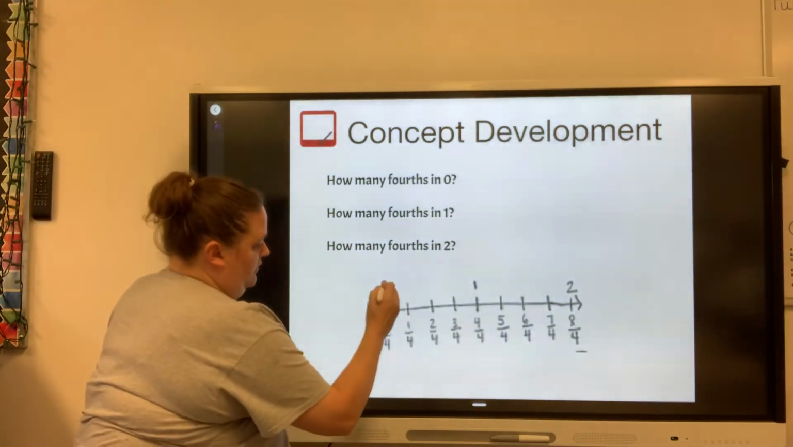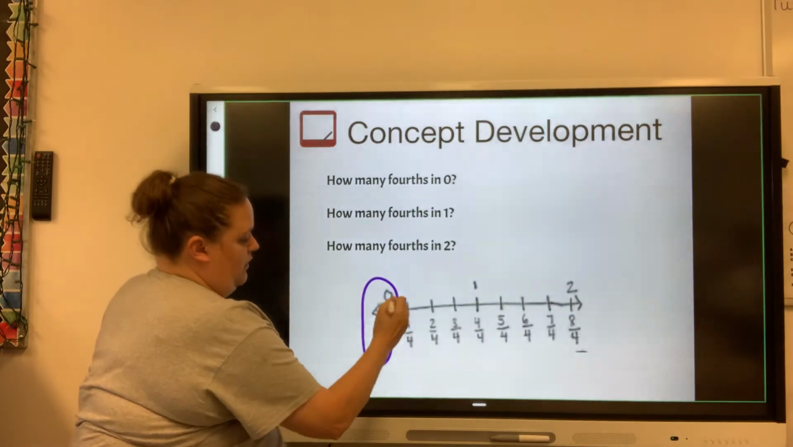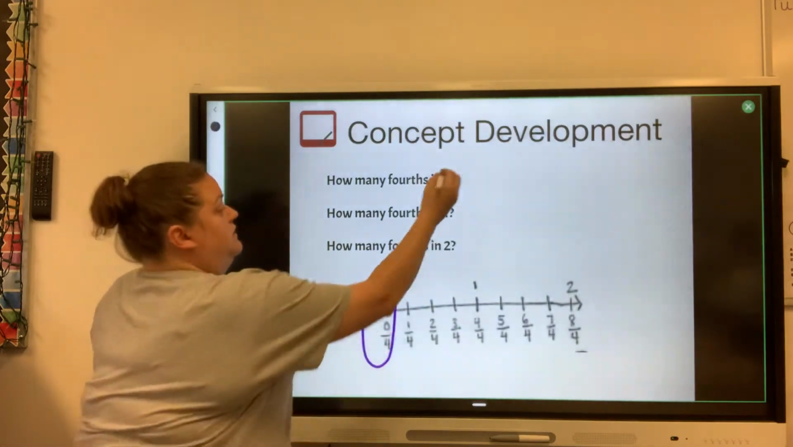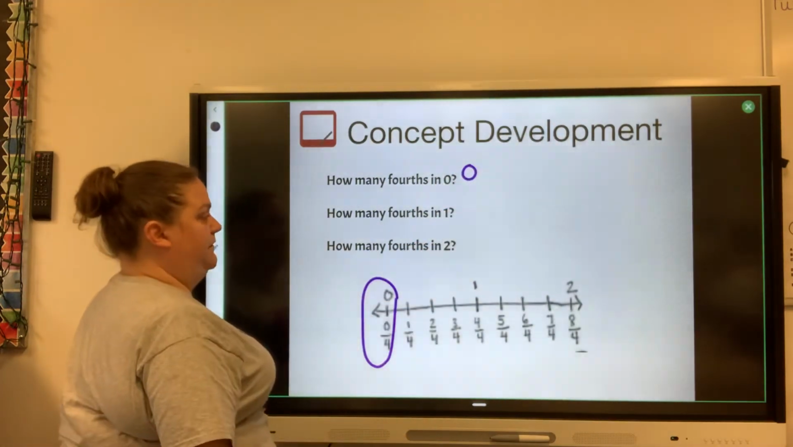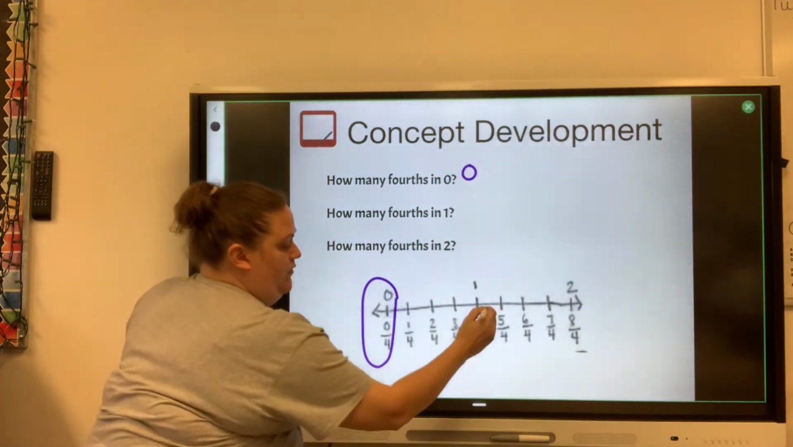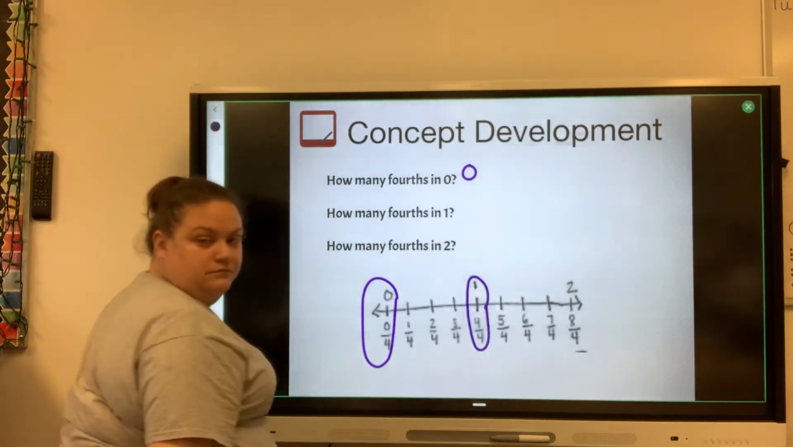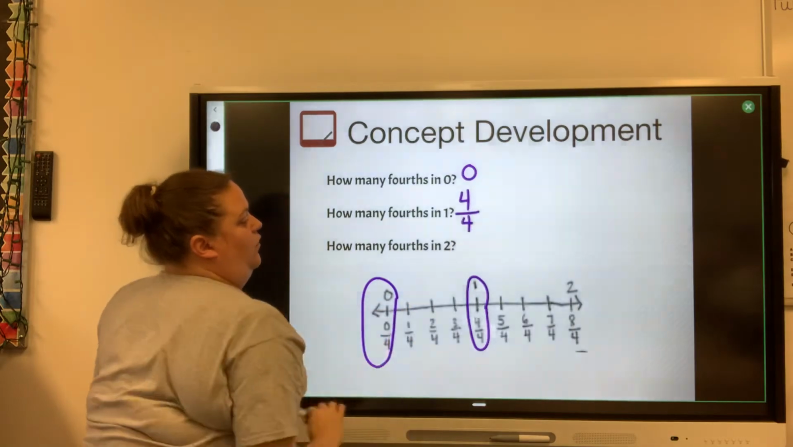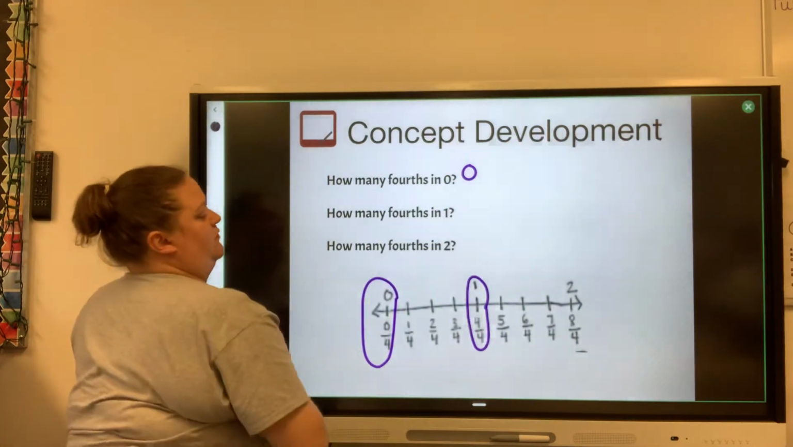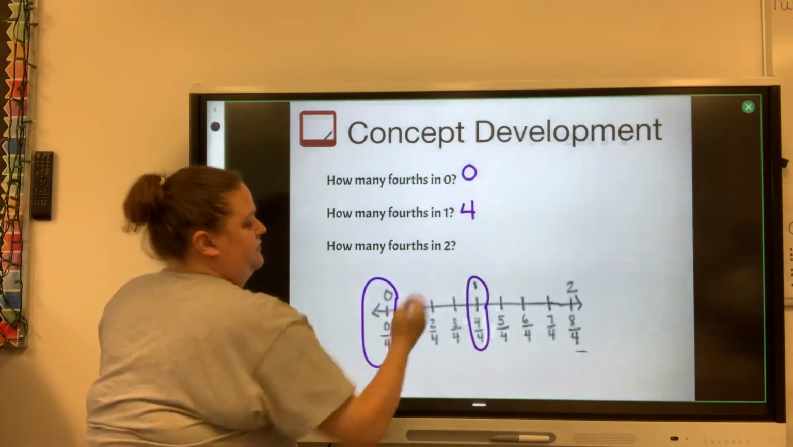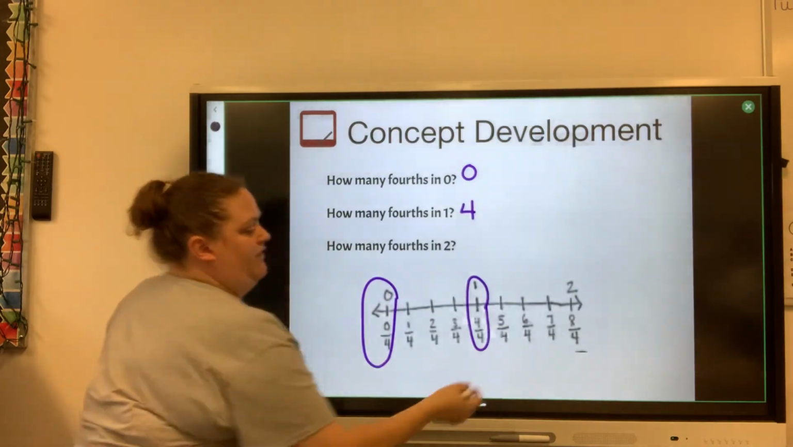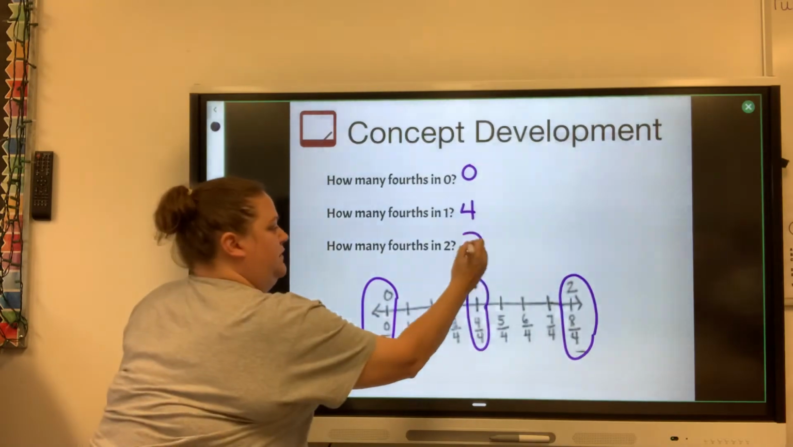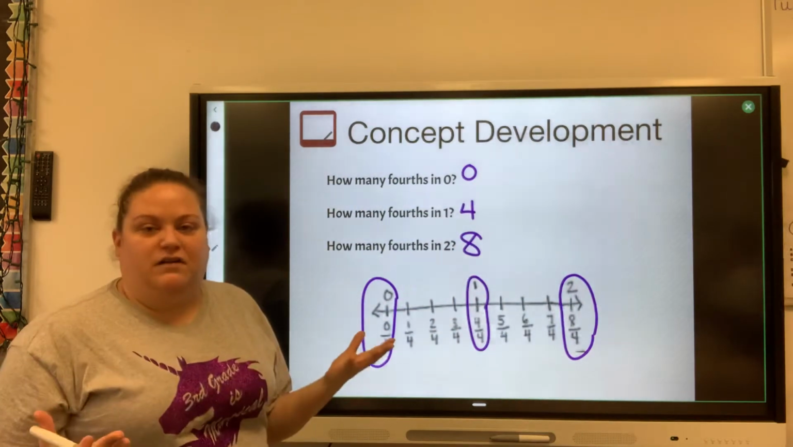So if I look here, there's my 0. How many fourths do I have? Well, we have 0. So we have 0 fourths in there. How many fourths do I have in 1? We have 4 fourths. Because 4 fourths is the same as saying a whole. Actually, I can just do it this way because it's asking me how many fourths I have. So I have 4 of those. How many fourths do I have in 2? I have 8 fourths. See how I like this so much better than doing number bonds?